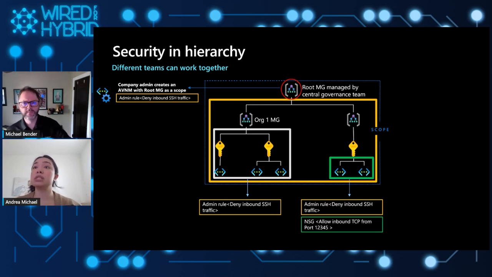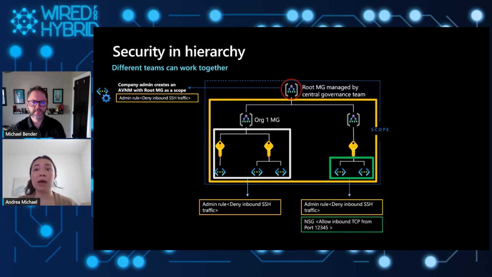And so you can see all of your subscriptions, all of your virtual networks. This means that you can apply configurations onto any of these virtual networks. You have that ability. Maybe you're applying some baseline admin rules. You're saying for the entire organization, for all of these VNets, I want to apply some baseline admin rules. We're going to deny inbound SSH traffic.